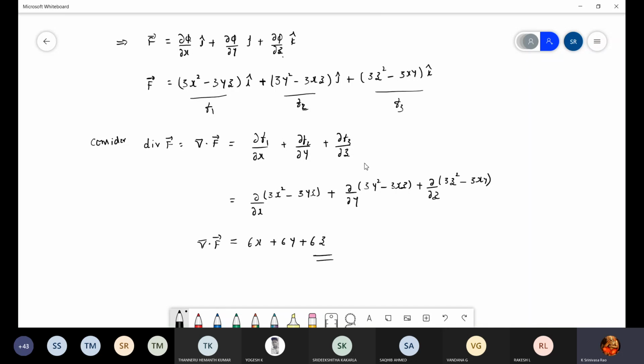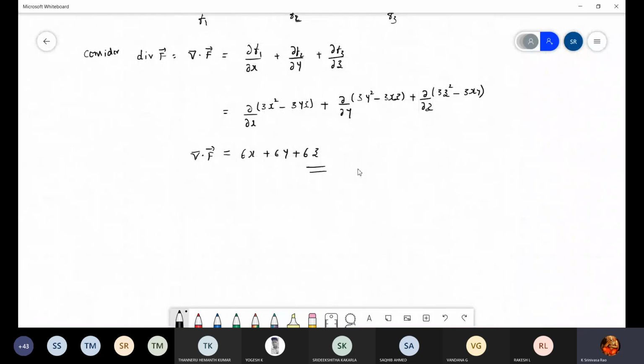If there are 6 or 7 marks, 2 marks are for calculating vector f by using the gradient, 2 marks for divergence, it is simple. And if it is 7 marks, we will allot 3 marks for curl. Okay, 3 marks for curl. Now take down, do it for curl now.